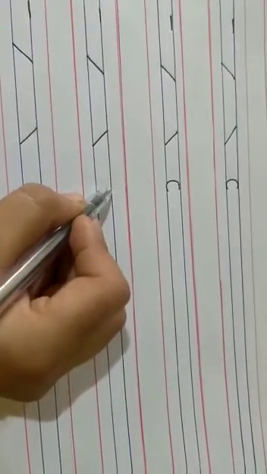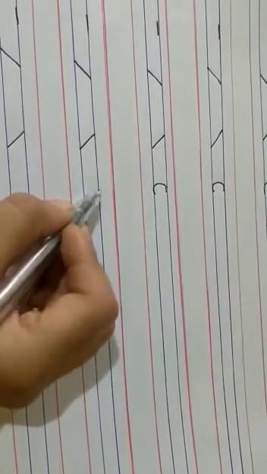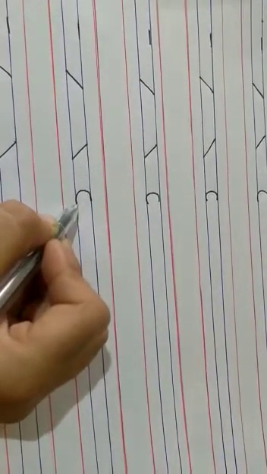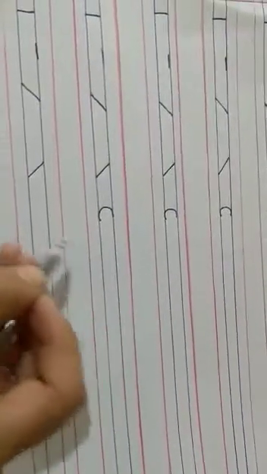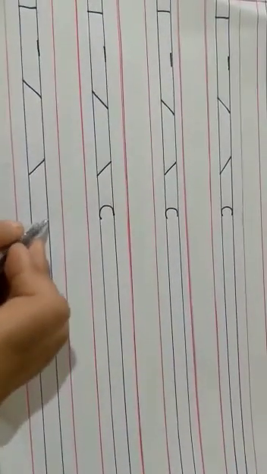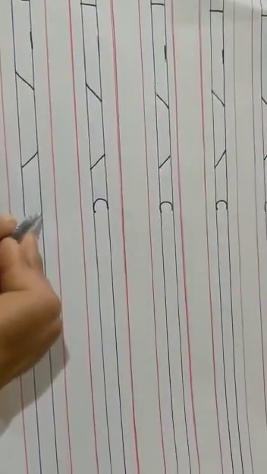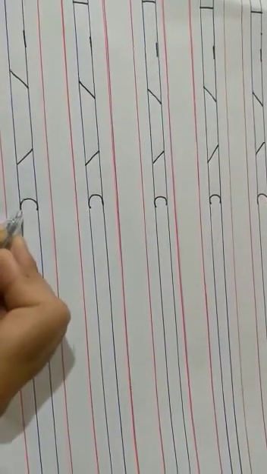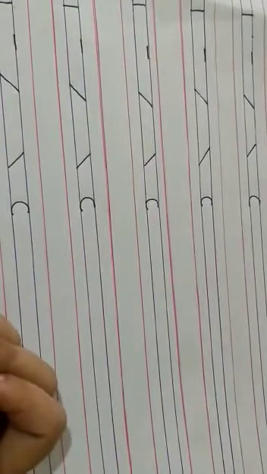Okay, children? You will start from the blue line, top blue line, and then make a curve line touching the bottom blue line. Okay.